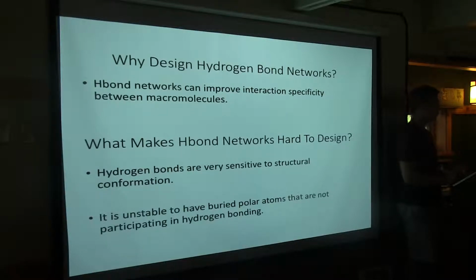And the second point is that it's very unstable to design polar atoms that are not satisfied, that are not participating in hydrogen bonding. So when you introduce polar atoms into an interface, you want to make sure that it's satisfied as well as you can get it.